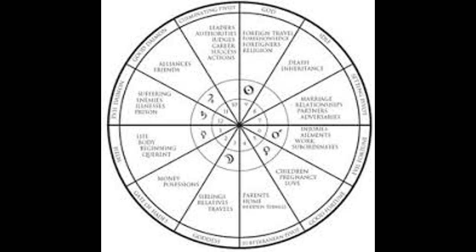A great way to start practicing is to pick a question about something small and concrete, like where are my keys, or will my friend reply to my message today? Then identify the querent, the first house, and the subject, the relevant houses linked to the topic of the question. Check the rulers and their aspects.